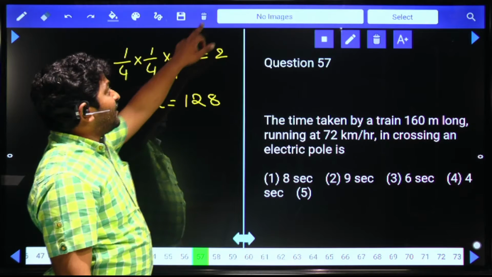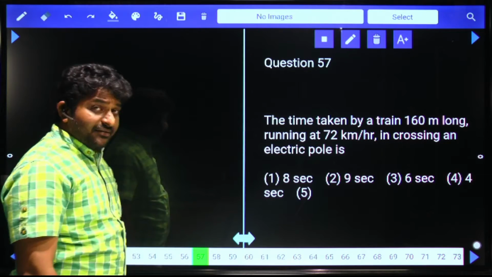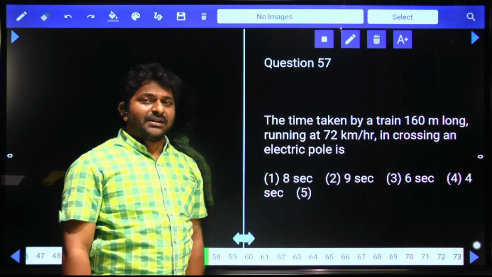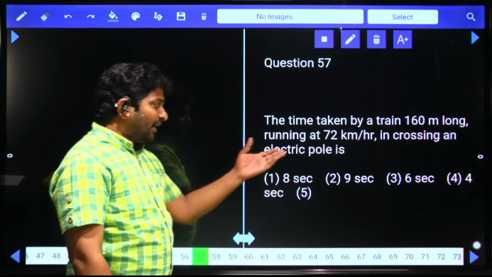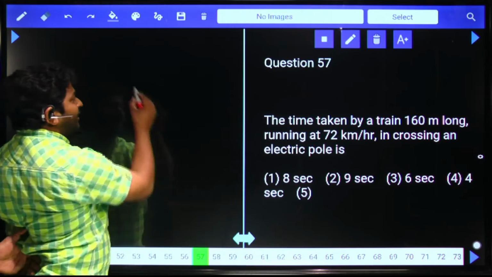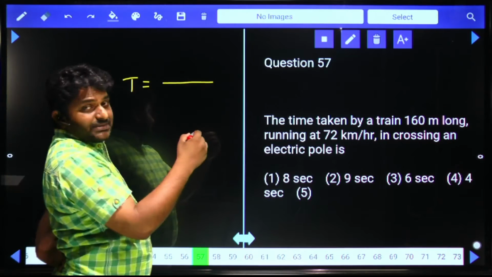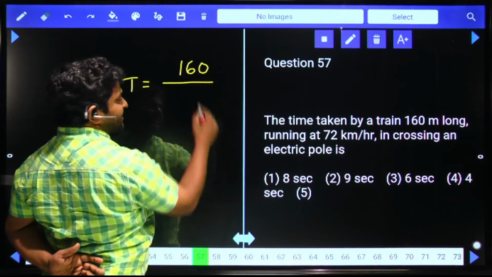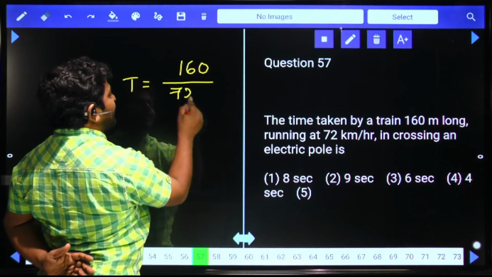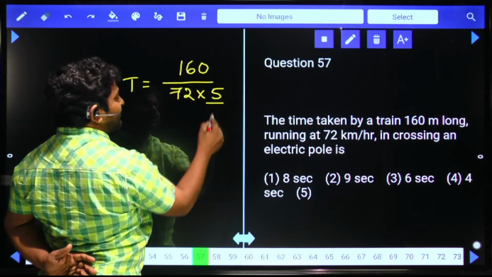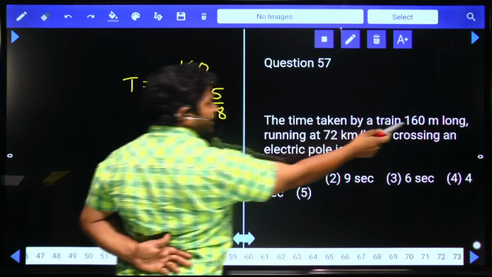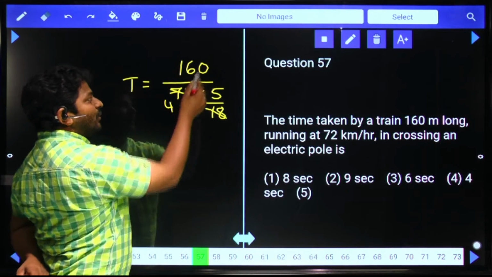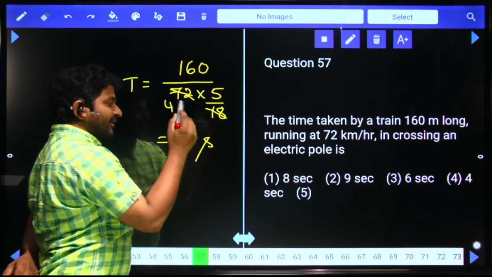The time taken by the train, 160 meters long, running at 72 kilometers per hour, in crossing an electric pole. If a train crosses an electric pole, the distance covered in that particular case will be equal to the length of the train. So time t is equal to distance by speed. Distance covered by the train if it crosses a pole is equal to the train length, that is 160 meters, and the speed is 72 kilometers per hour. Let's convert kilometers per hour to meters per second. 160 is given in meters, but this is in kilometers per hour. 72 into 5 by 18 is 4 times 5, 20. 160 by 20 is 8 seconds, answer. First option.